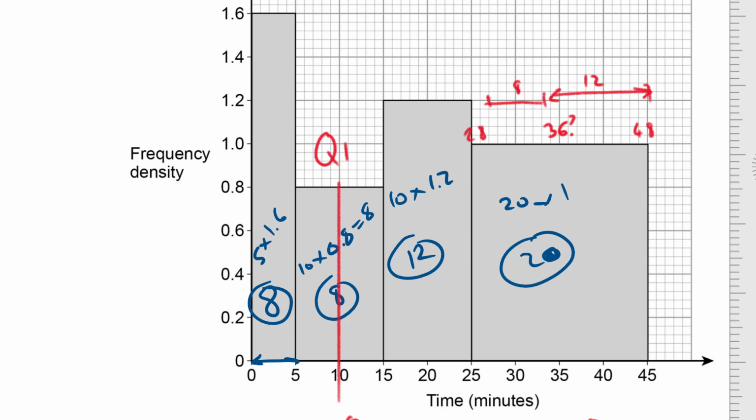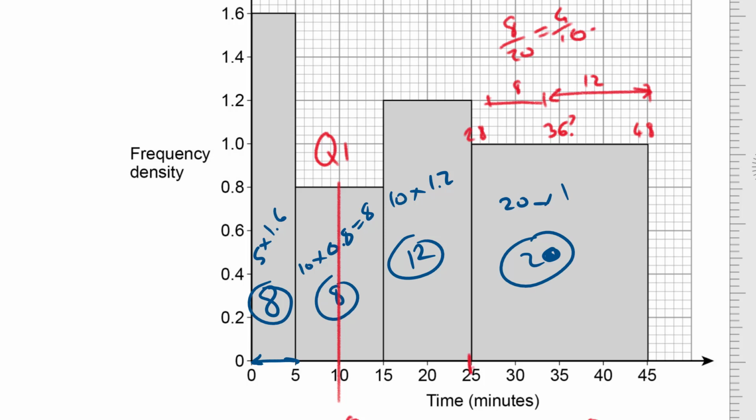Okay, does that help me? So that adds up to 20. So it's going to be 8/20ths along that bar, which cancels down to 4/5. No, 4/10. 4/10 of the way along that bar then, isn't it? Okay, that I can work with.